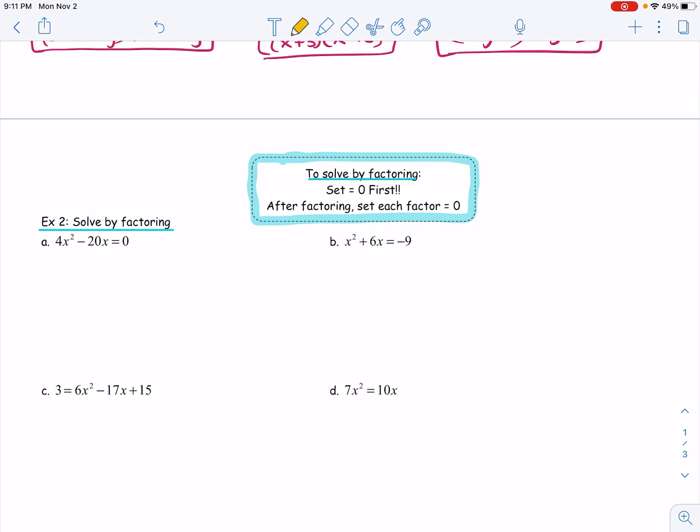So is there a GCF? Yes, it is 4x. So 4x times x minus 5 equals 0. That's it. I'm done factoring on the left-hand side. So I set each factor equal to 0. I have two factors, 4x and x minus 5. So that means x is going to be 0 or x is going to be 5.